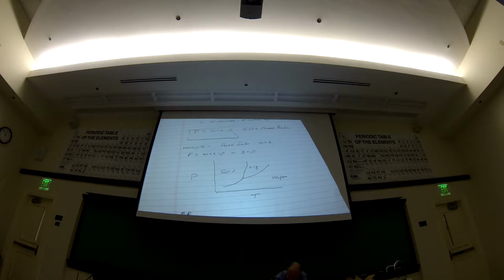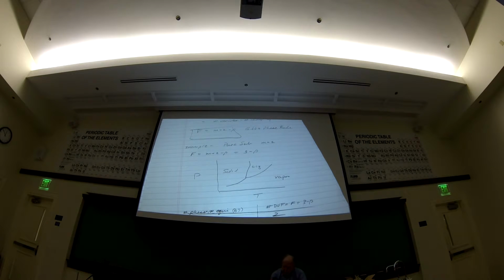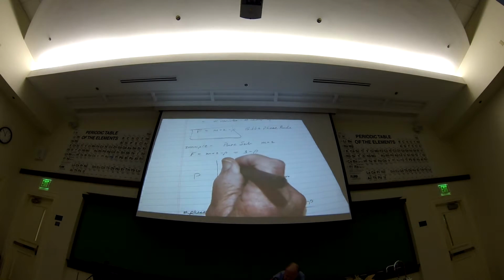Now, the number of phases in equilibrium depends on pressure and temperature and the number of degrees of freedom. And go to the table here. Now we've got 1 phase. How many degrees of freedom? This is equal to 3 minus rho, so it would be 2. Well, where's that on the diagram? Where's 1 phase? 1 phase here is solid.